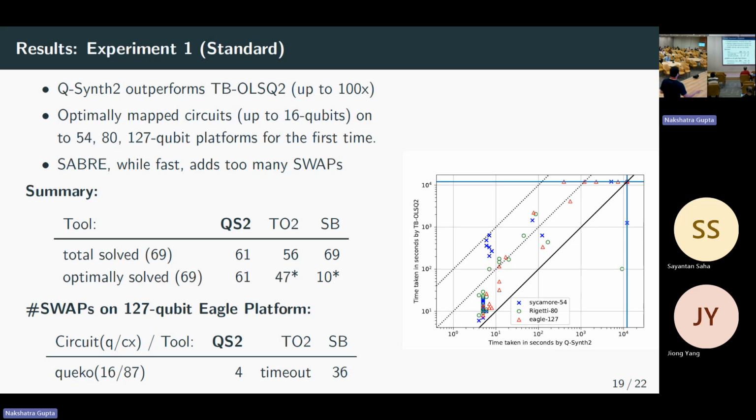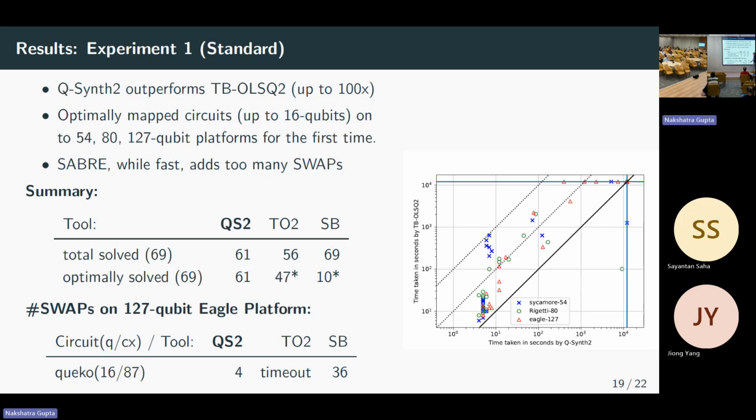I will show one more data point from this plot. I think it's somewhere here. This is a Quaco 16-qubit benchmark with 87 CNOTs, and it is mapped onto the 127-qubit Eagle platform. And we show that we only need 4 swaps, which is optimal.